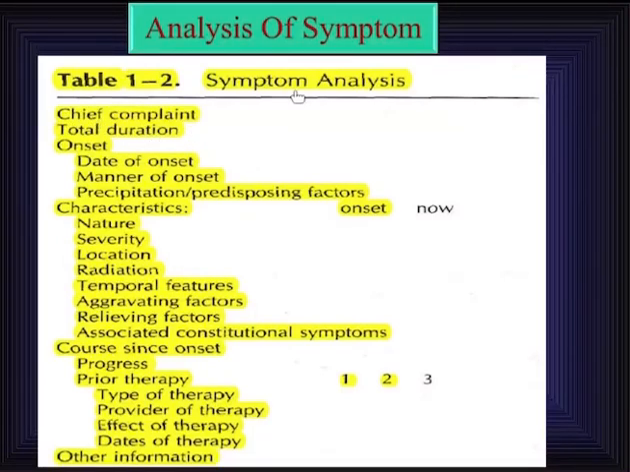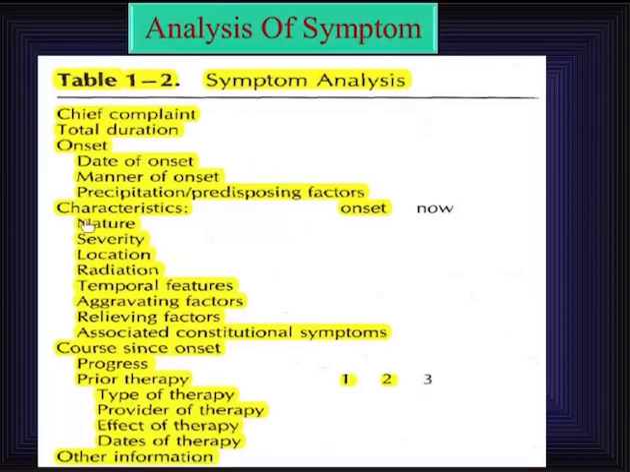Then to take the history for analysis of the symptom, you need to take history of present illness, that is mode of onset, characteristics of pain, then course since onset, and any other information related to that pain or symptom. So what do you mean by mode of onset? That is, on which date did it start and how did it start, whether it started suddenly or whether it started gradually. Then whether there are any precipitating or predisposing factors, meaning did the patient experience any symptoms prior to the onset of the pain?